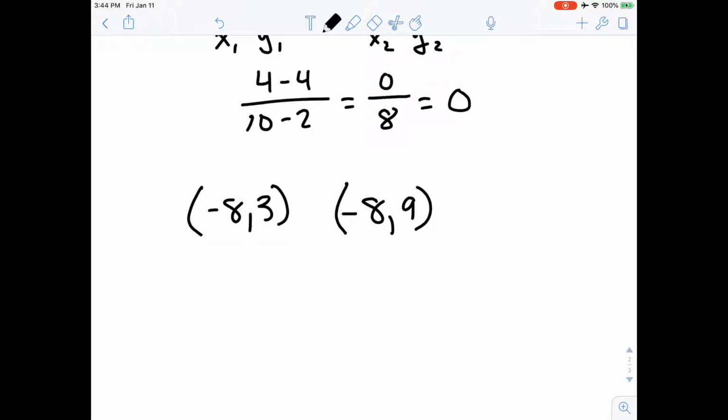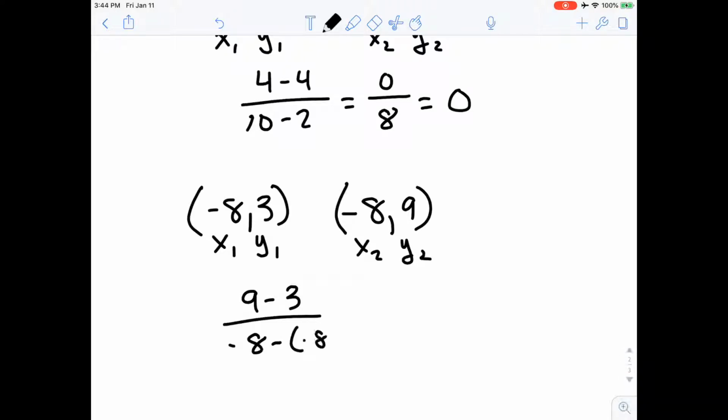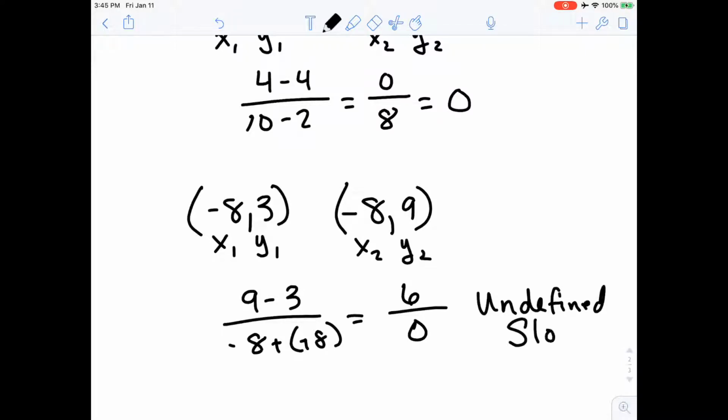So setting this last one up, you have x1, y1, x2, y2. So you go 9 minus 3 over negative 8 minus negative 8. Okay, now 9 minus 3 is 6. Negative 8 plus 8 is 0. If you take this in the calculator, you'll get an error, right? This is what's known as undefined slope, okay? The graph of this line is a vertical line, okay? And that's for later videos, but when you get this, you don't write 6 over 0. This is your answer, undefined. But if you take 0 divided by 8 in the calculator, you'll get 0, okay?